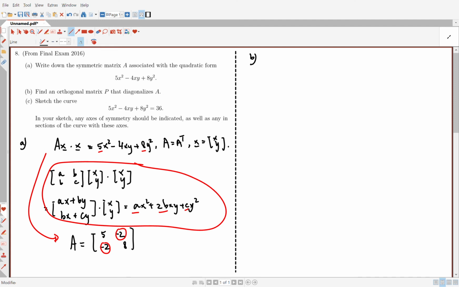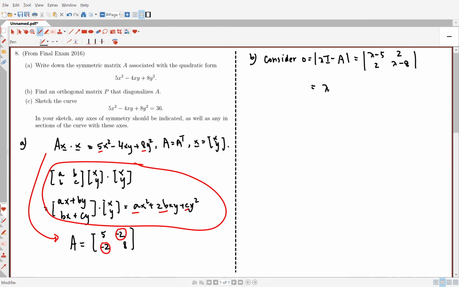For part B, we want to find an orthogonal matrix P that diagonalizes A. So we first find the eigenvalues of matrix A. Consider 0 equals the determinant of lambda I minus A, and this is just the determinant of lambda minus 5, 2, 2, and lambda minus 8.